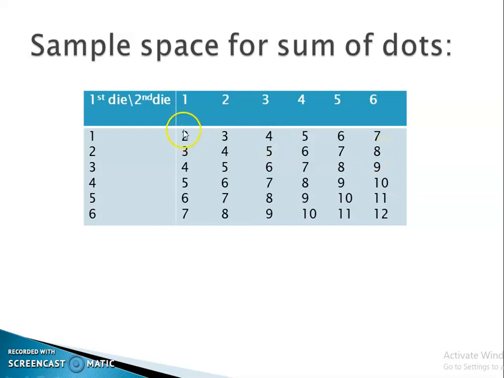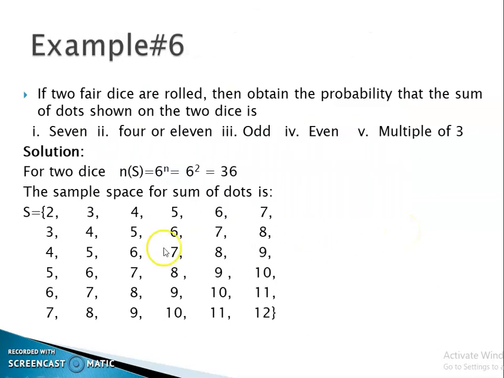So the minimum sum will be 2 and the maximum sum will be 12. The sum will vary between 2, 3, 4, 5, 6, 7, 8, 9, 10, 11 and 12. Now this is the sample space for the sum of dots from 2 to 12.